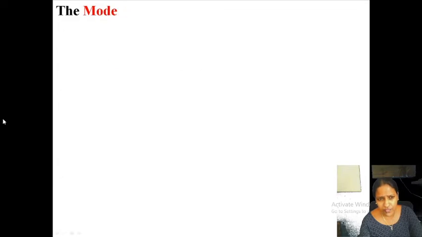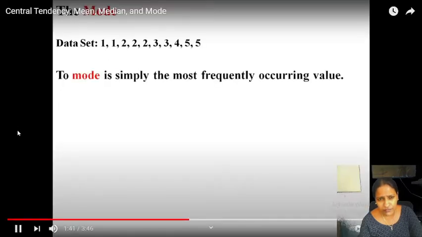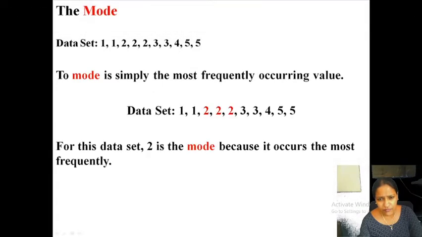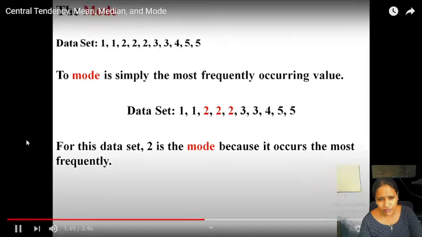And lastly, we have the mode for our data set. The mode is simply the most frequently occurring value. So this is our data set. We have the most 2's. For this data set, 2 is the mode because it occurs the most frequently.